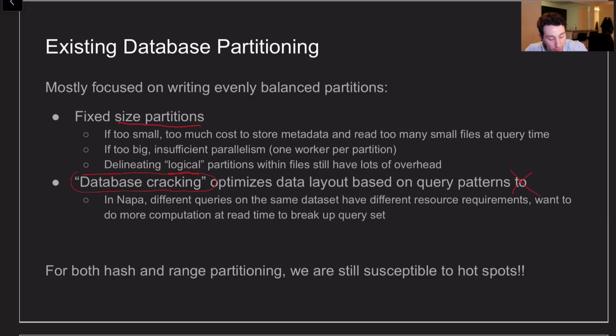Now I realize there's a typo on my slide. The point is we're optimizing data layout based on query patterns. So just get rid of this 2 right here.